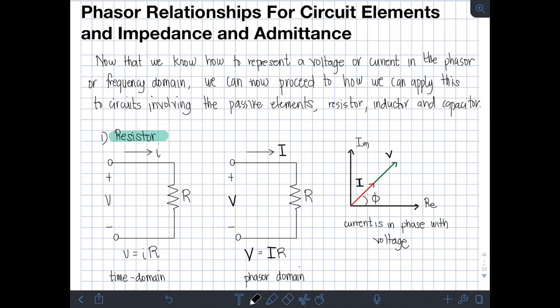Sa video na to ay tuturo ko sa inyo ang phasor relationships for circuit elements and impedance and admittance. So kung gusto niyo itong matutunan, just keep on watching.